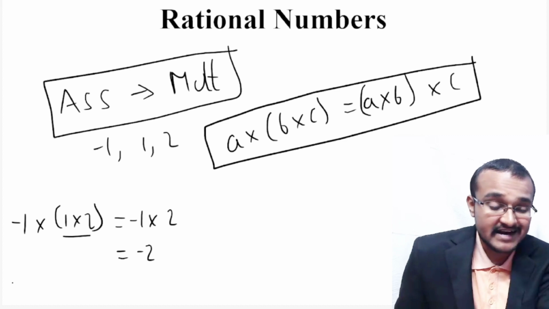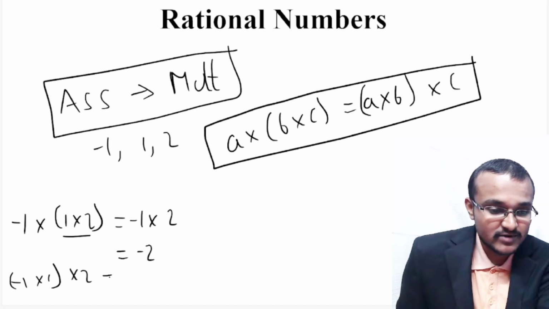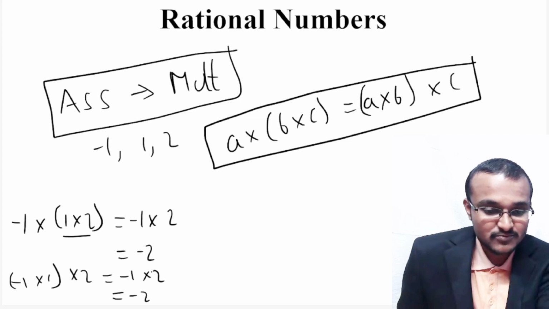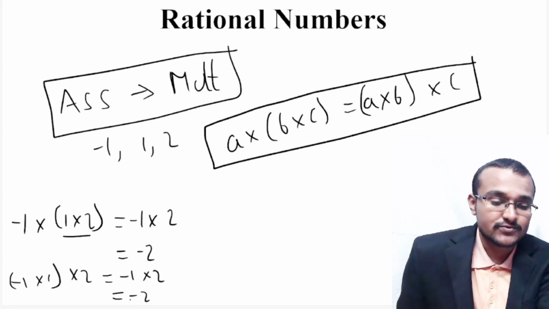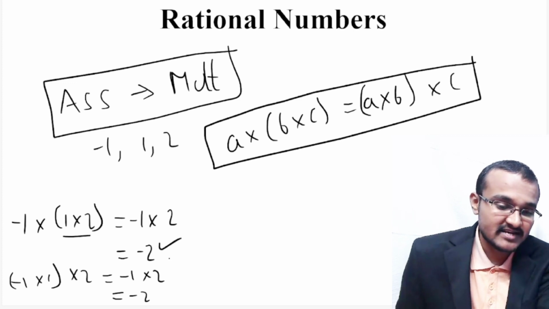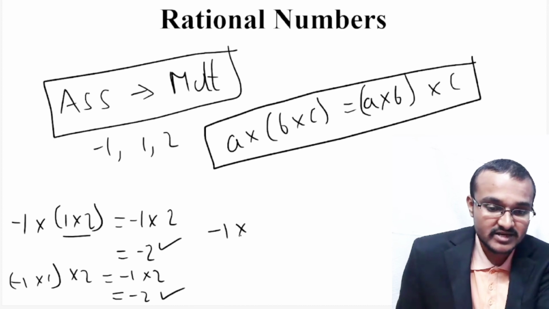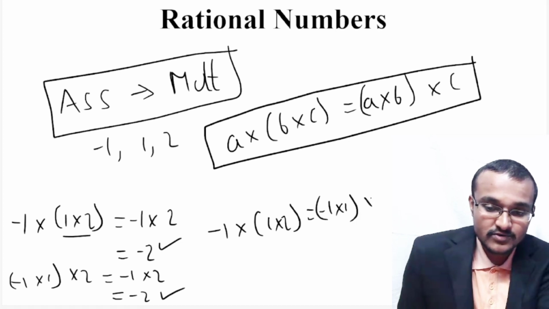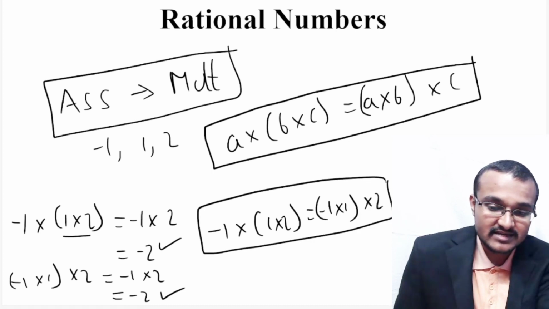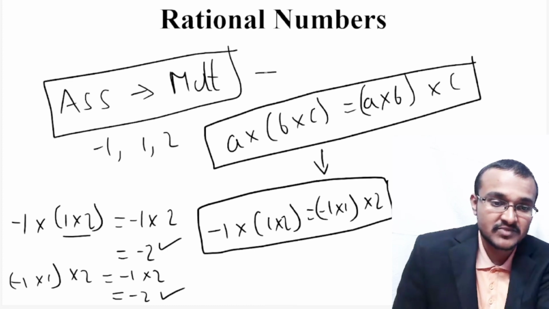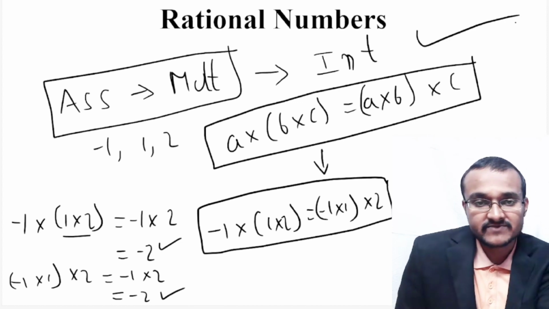So now let us write in the form of RHS. So minus 1 into 1 will be inside bracket into 2. So minus 1 into 1 will be minus 1 into 2. So minus 1 into 2 will be minus 2, because minus into plus will be minus, 1 into 2 will be 2. So minus 2 is your answer. So when you write in the form of LHS, you are getting minus 2. When you write in the form of RHS, also you are getting minus 2. That means minus 1 into of 1 into 2 is equal to minus 1 into 1 of into 2. So that shows this particular equation is actually satisfied by these integers. So associative property under multiplication for integers is satisfied.